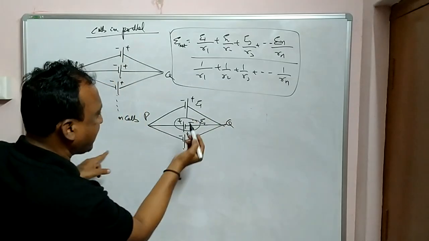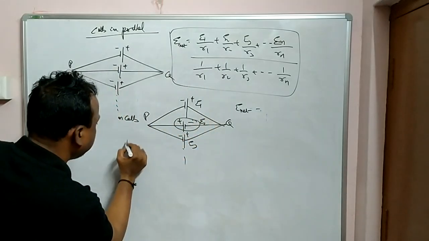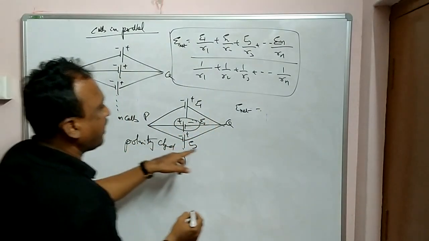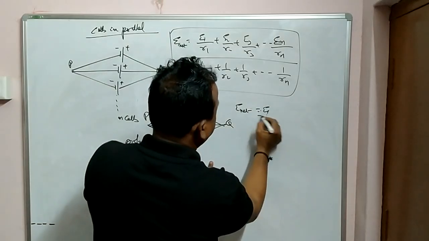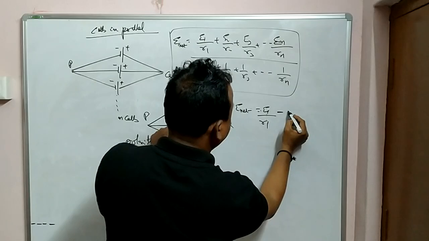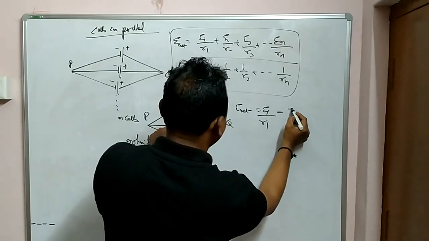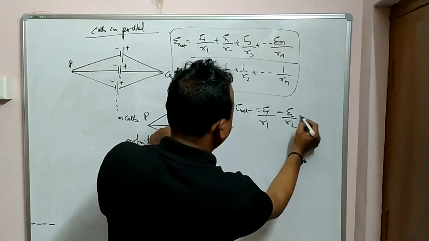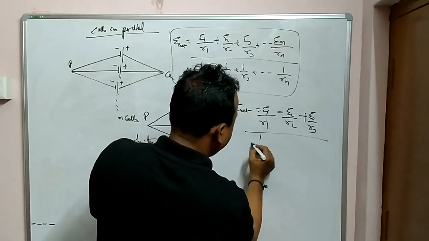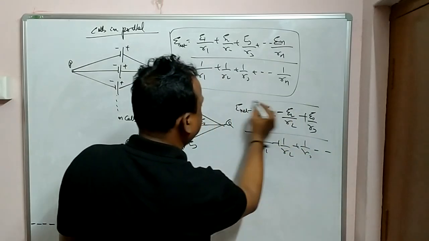So in that case what happens? E net when polarity is changed. Same E1 by R1. This one polarity changed, so minus. Only these two: E1 by R1 minus E2 by R2 plus E3 by R3, whole divided by 1 by R1 plus 1 by R2 plus 1 by R3 so on and so forth.